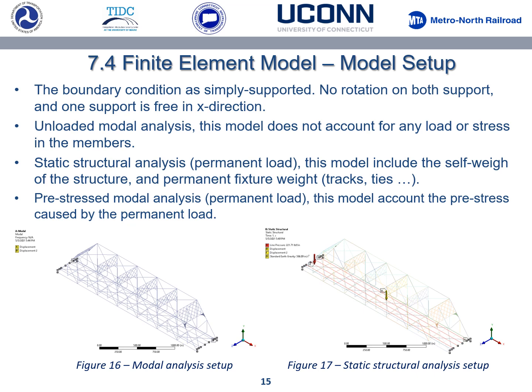Finite element model setup. The idea of the model was to mimic span 7 of the Devon Bridge. Since the Devon Bridge is a simply supported span, we tried to mimic that behavior. So we left one of the supports free in the X direction, and fixed the other in the X, Y and Z directions. Figure 16 shows the model analysis without any preload, self-weight or permanent fixtures. In figure 17, we have the static structural analysis, where we include the self-weight of the structure and the permanent fixtures such as tracks and cross ties.